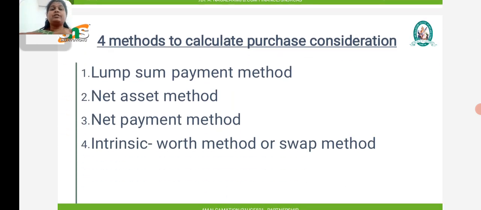There are 4 methods to calculate purchase consideration when the process of amalgamation is done. One is the lump sum payment method, the other is the net asset payment method, the third is the net payment method, and the fourth is the intrinsic worth method or swap method.